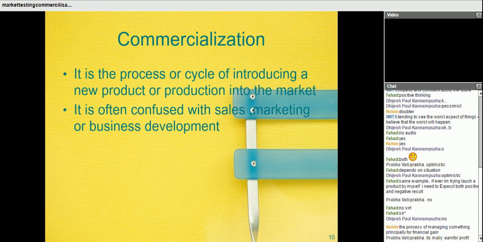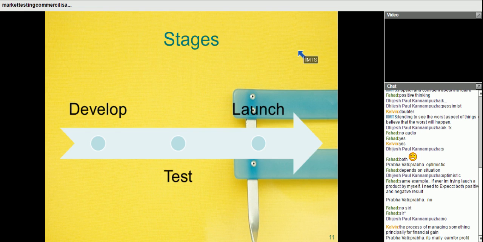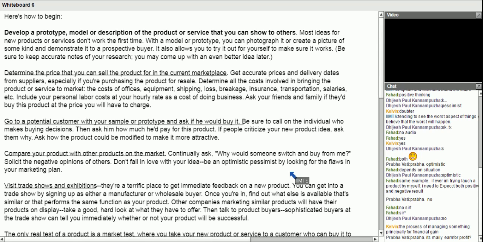It is often confused with sales, marketing, or business development. So it is not correlated with sales, marketing, or business related. These are the three stages of commercialization: develop, test, and launch. Let me type it down.